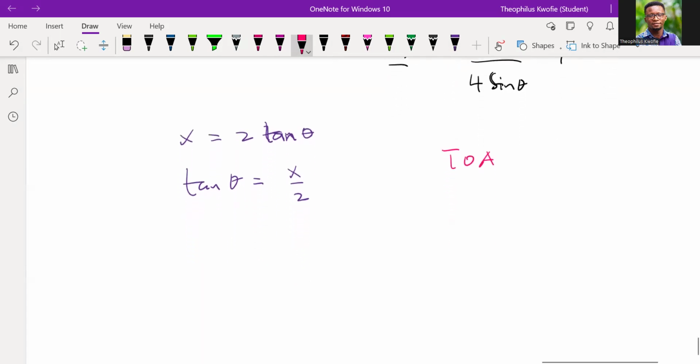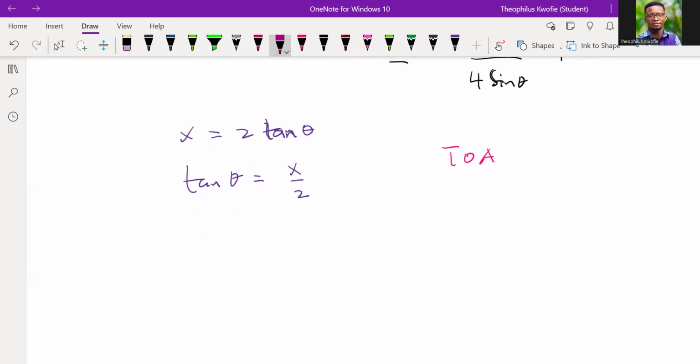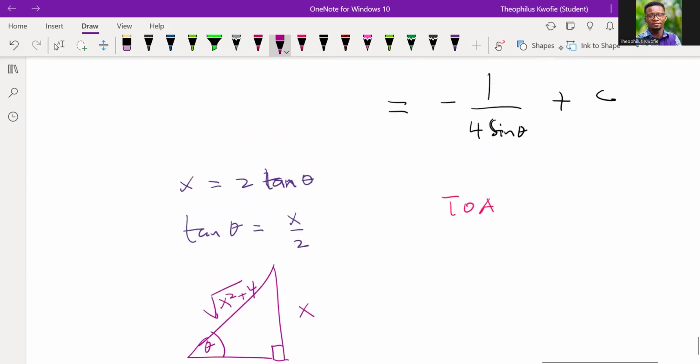Very good. So we want to draw, and by drawing we want to have something like this. If this is your angle and your base is 2, then your opposite will be x. So if that's the case, it means that your hypotenuse should be equal to the square root of x squared plus 4. Very good.